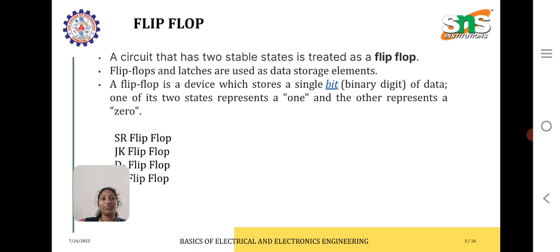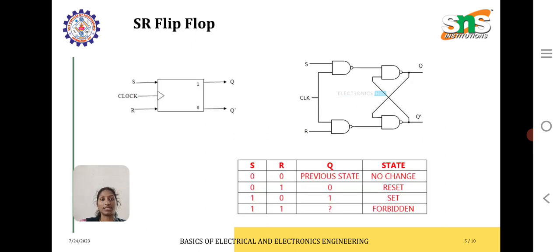Coming to the flip-flop, a circuit that has two stable states is treated as a flip-flop. Flip-flops and latches are used as data storage elements. A flip-flop is a device which stores a single bit of data. One of the two states is represented as 1 and the other state is represented as 0. Here we have 4 types of flip-flops: SR flip-flop, JK flip-flop, D flip-flop and T flip-flop. We call them set, reset, delay and toggle flip-flops.